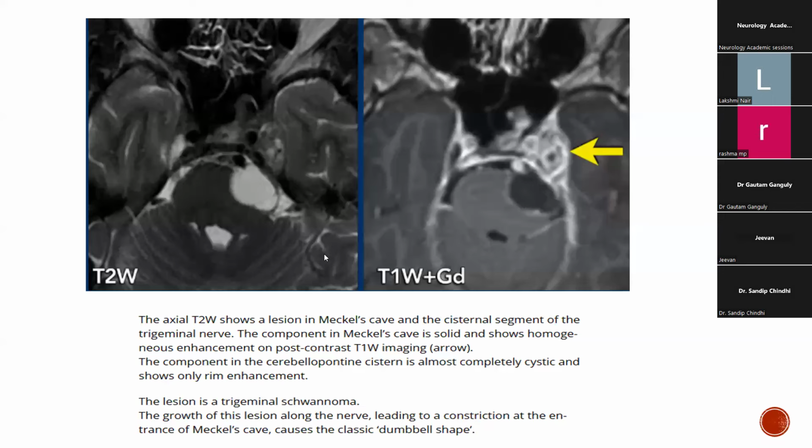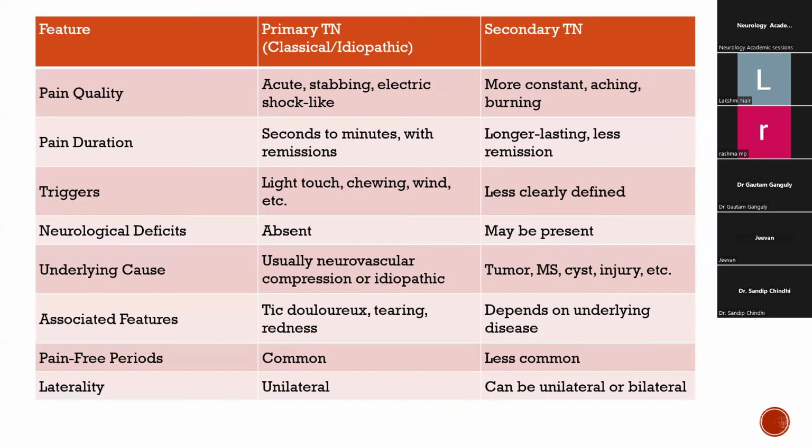So this is another image showing an axial T2 image of the lesion. Here we can see there are two lesions, one in the Meckel's cave and another in the cisternal segment of the trigeminal nerve. After giving gadolinium contrast, the Meckel's cave lesion is enhancing homogeneously, and the cerebellopontine cistern lesion is completely cystic. So this is a case of trigeminal schwannoma, and this appearance is called the dumbbell-shaped appearance.